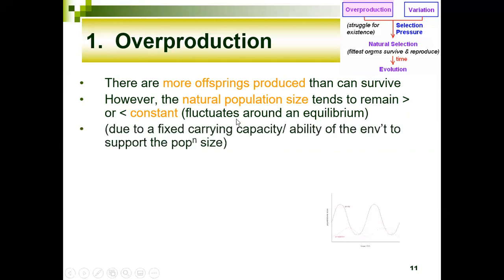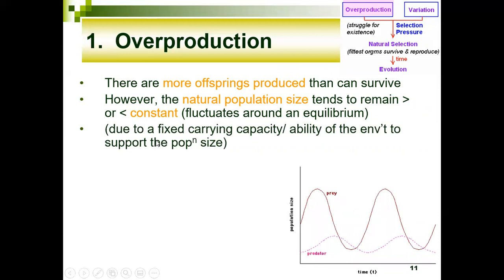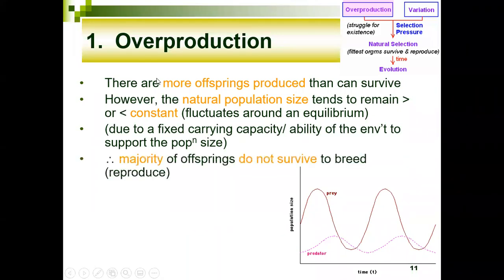Why? Because every environment has its own carrying capacity. That means every environment has maybe a fixed amount of nutrients, predation, and disease that actually causes the population size to fluctuate around a constant number. So this constant number here is called the carrying capacity of the population in the environment.